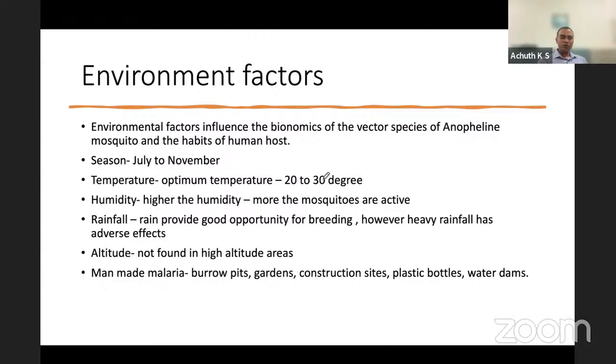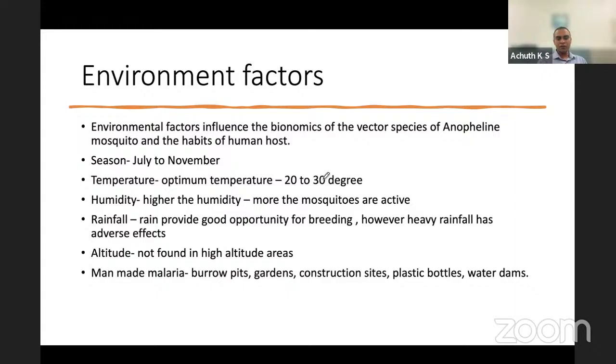And rainfall gives a very good opportunity for breeding. But if there is heavy rainfall, then the larva gets washed away, so they don't grow. That is the logic behind this. And high altitude areas do not have mosquitoes. If it is more than 2,500 meters from the sea level, it is very unlikely to get mosquitoes because of the oxygen levels and the temperatures. Usually cold temperatures, not so humid. So it is very rare to get mosquito breeding in a higher density.